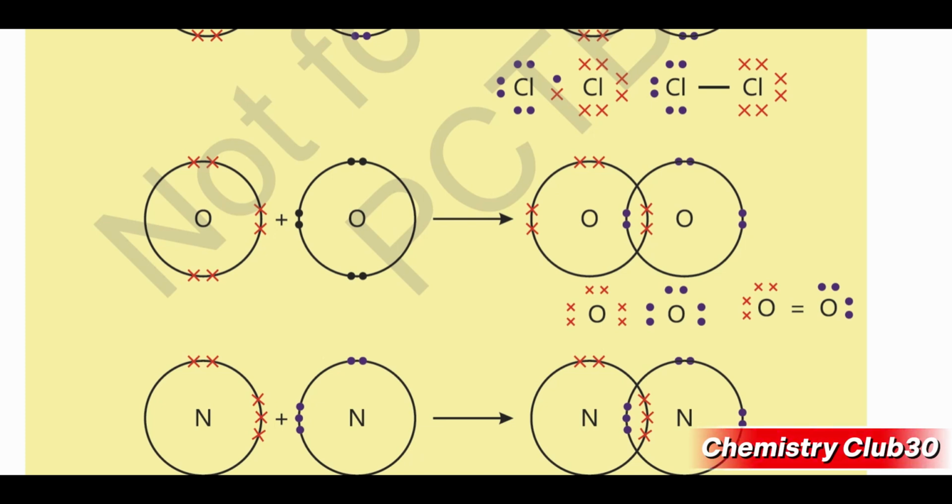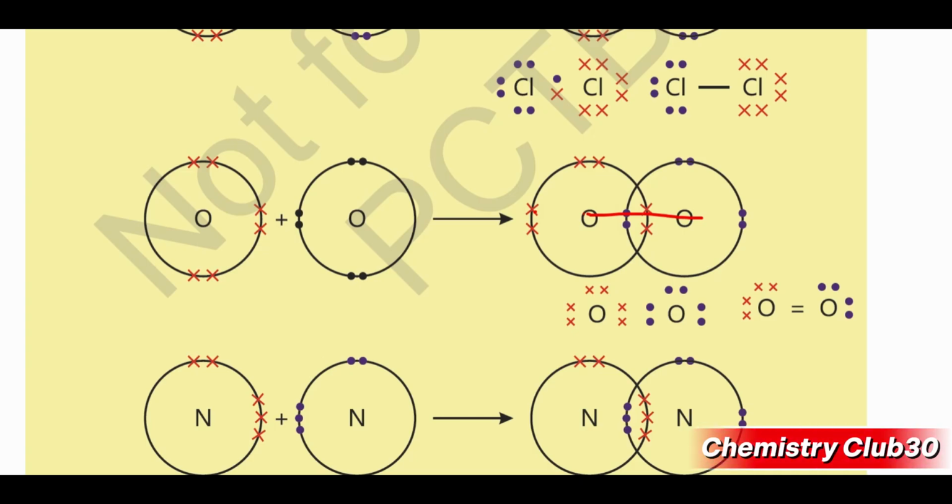So in this case, two electrons will be shared by one oxygen atom and the other two electrons will be shared by the other oxygen atom, and in total there will be four electrons that are present in the center of these two nuclei, and these will be mutually shared.